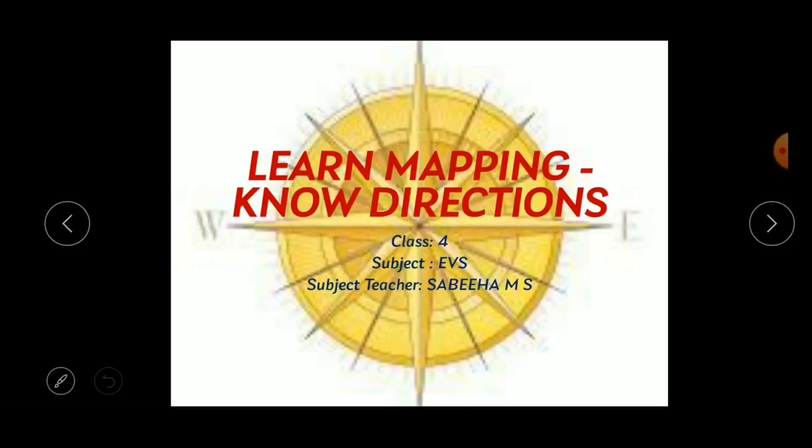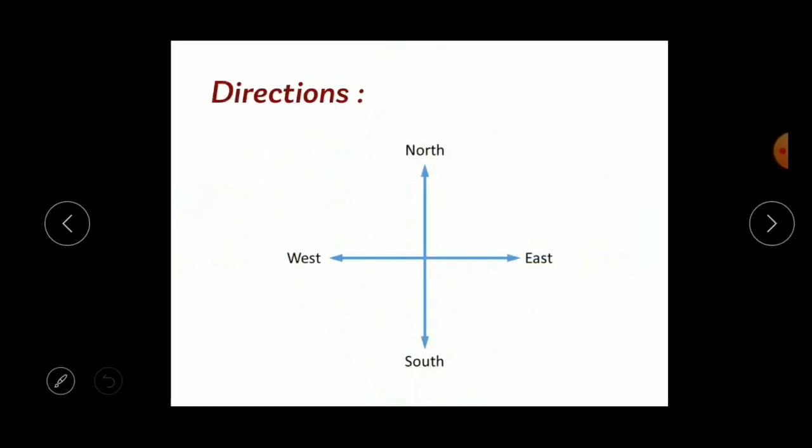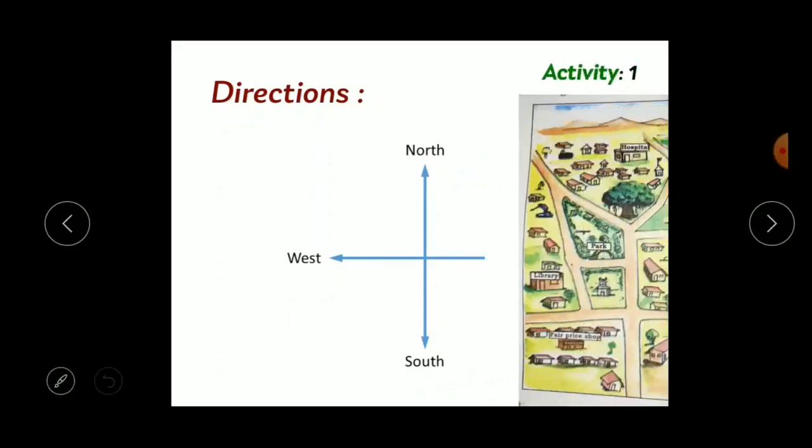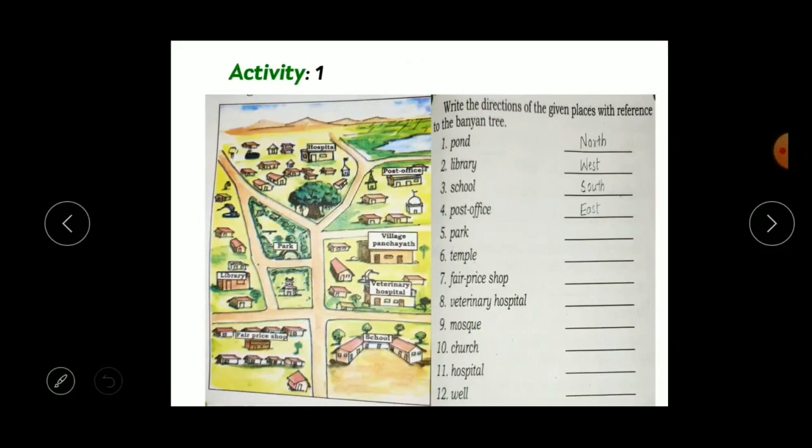Basically we have four directions, that is north, south, east and west. How many directions are there? North, south, east, west. There are four directions. So children, you know there are four directions.